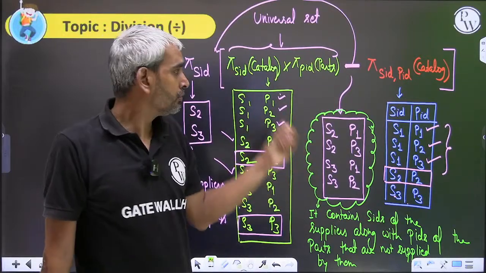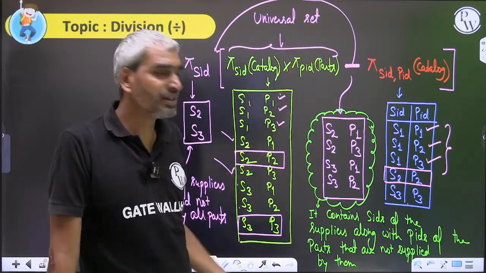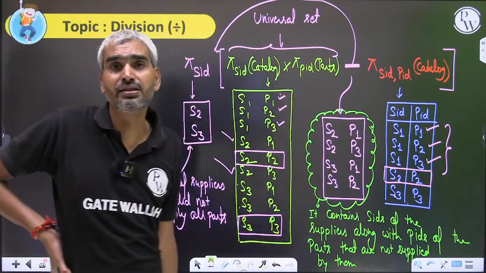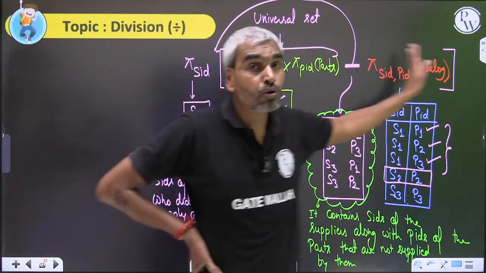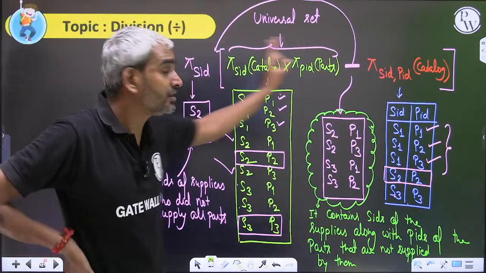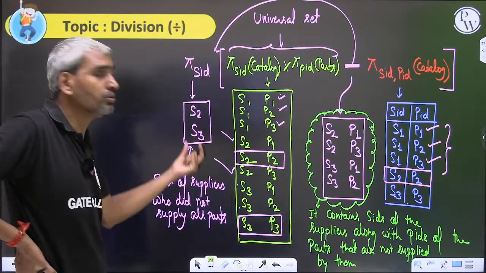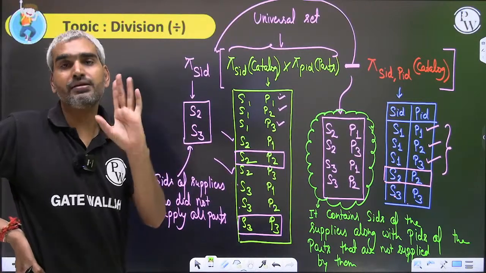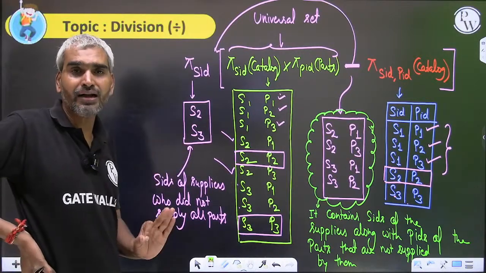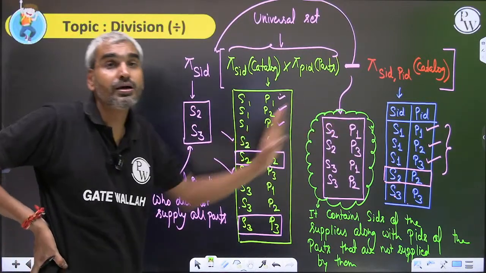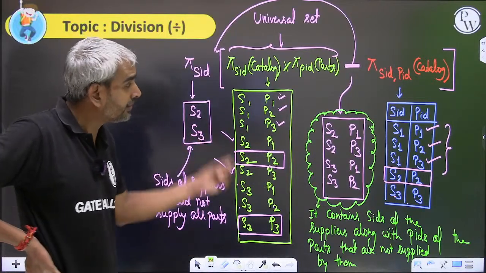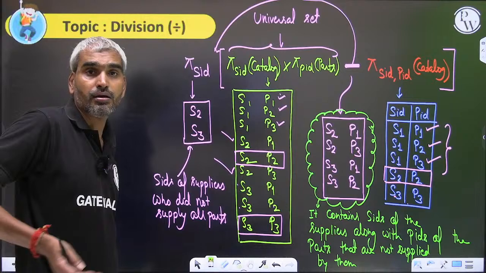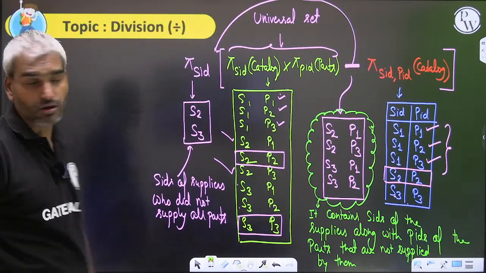No matter what tuples are present in the catalog table, and no matter what tuples are present in the part table, after this series of operations, in the end we will get the SIDs of the suppliers who did not supply all parts. So if there is at least one part which is not supplied by a particular supplier, then only that supplier will be present in the output of this subtraction operation.